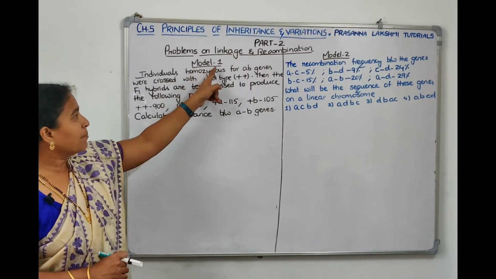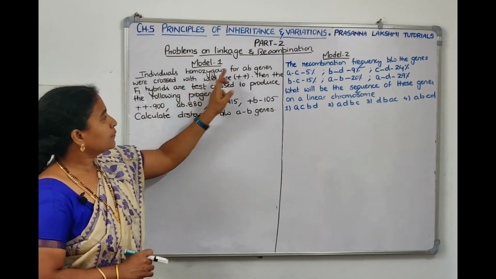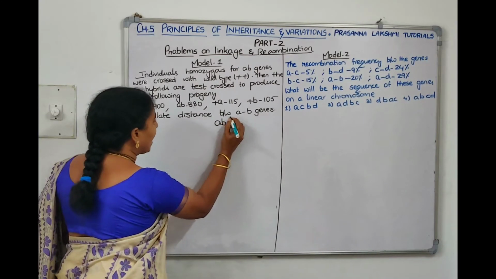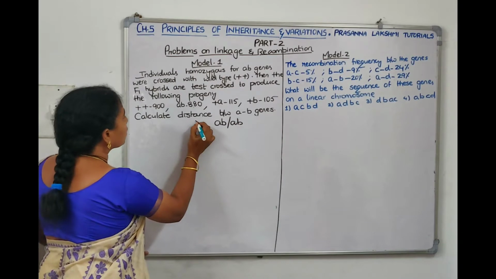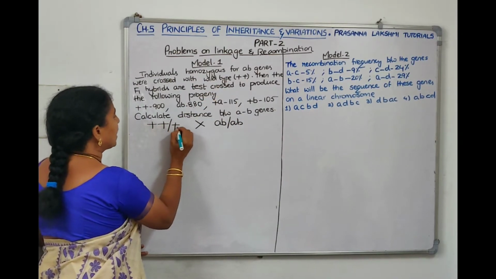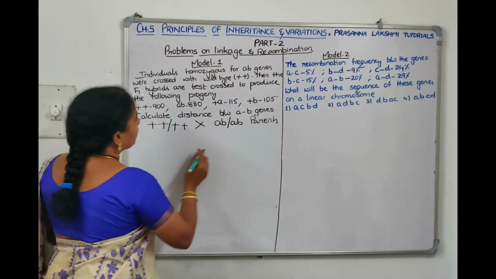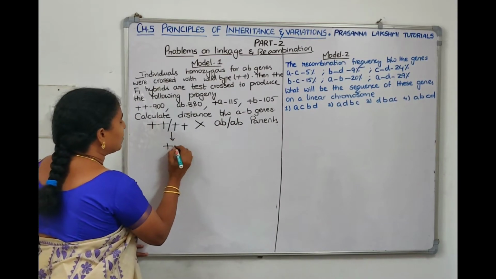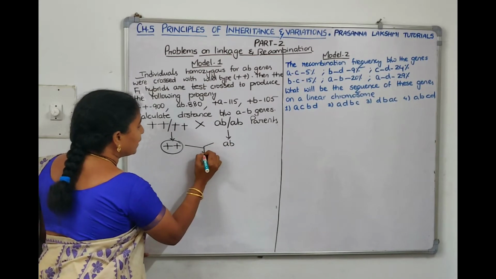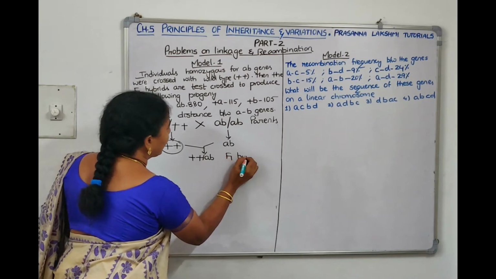So let's go to model number 1. They are asking about individuals who are homozygous for AB genes, which means AB and AB. They are crossed with the wild type, which is plus and plus, plus and plus. These are the parents. When this makes a gamete it will be plus and plus, and when this makes a gamete it will be A and B. Now you will get the F1, which is plus plus and AB. This is called the F1 hybrid.